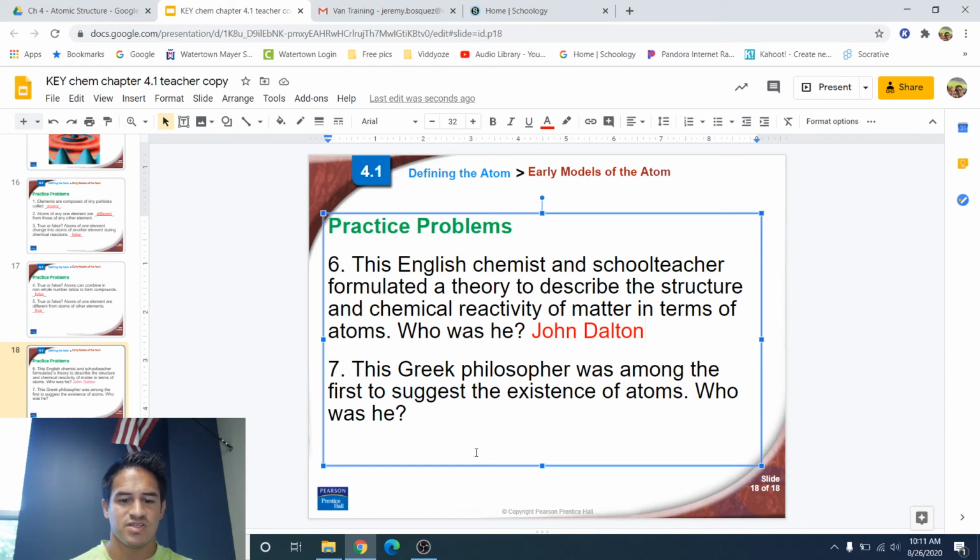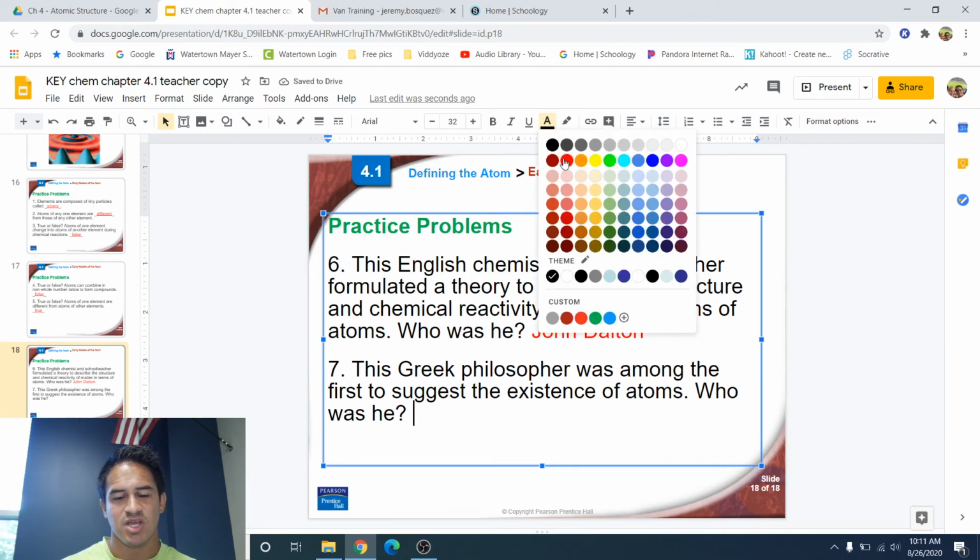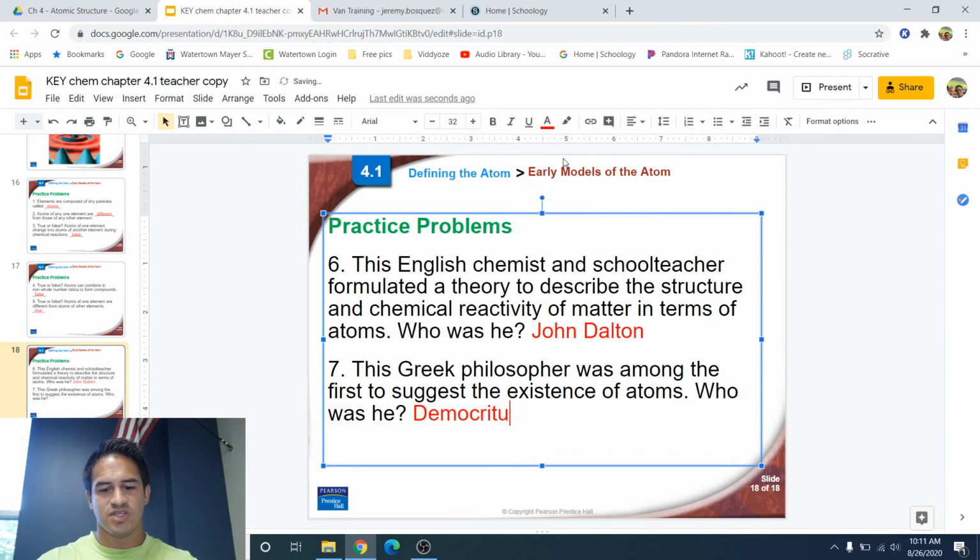And then number 7, this Greek philosopher was among the first to suggest the existence of atoms. Who was he? This, again, is the other guy from the notes, I shouldn't say scientist because he wasn't a scientist, and that is Democritus. Those are the 2 main guys that you have to take away from this section's notes.